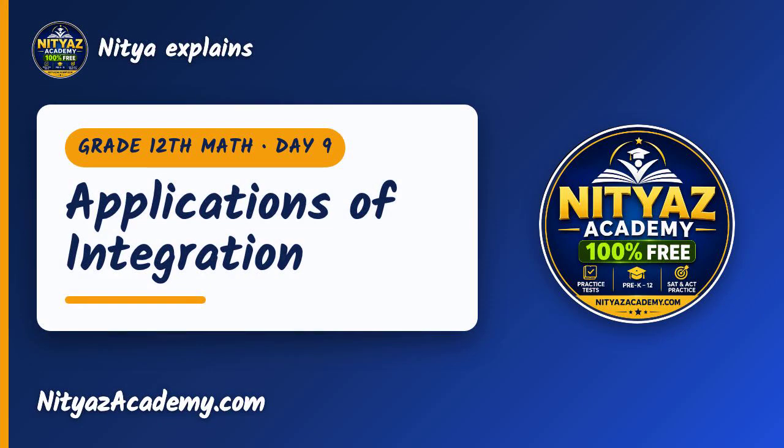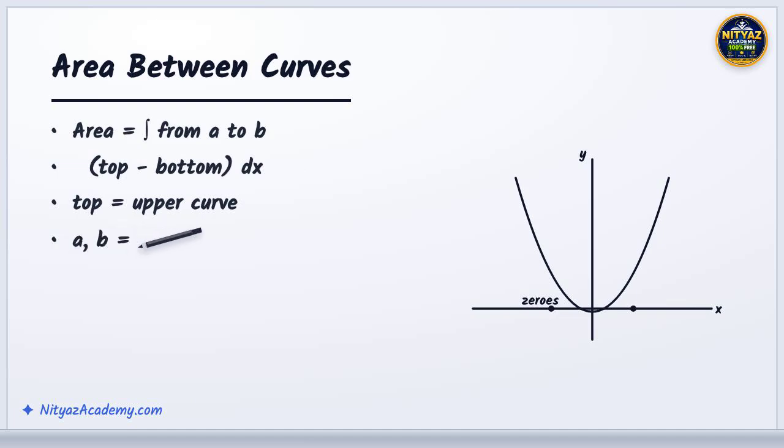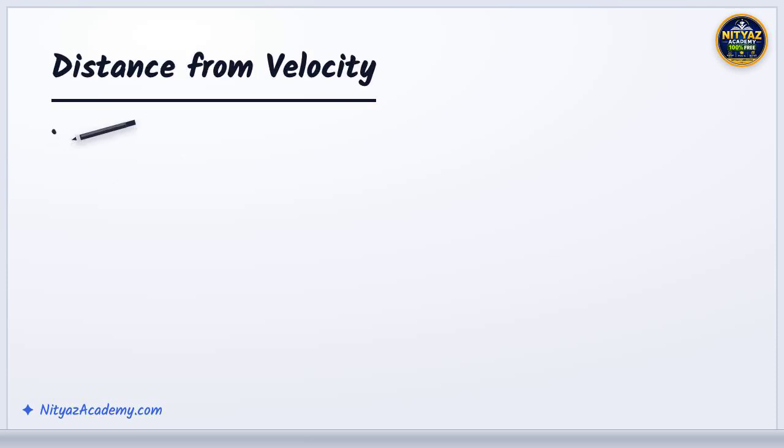Let's learn applications of integration together, step by step. To find the area trapped between two curves, integrate the top curve minus the bottom curve across the region. The limits a and b are the x values where the curves cross. Subtracting bottom from top measures the vertical gap at each slice, and the integral adds all those gaps into one total area.